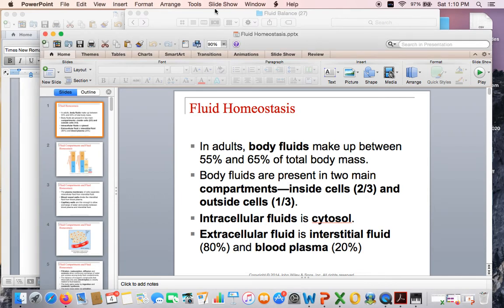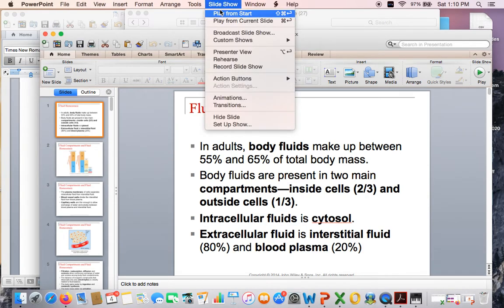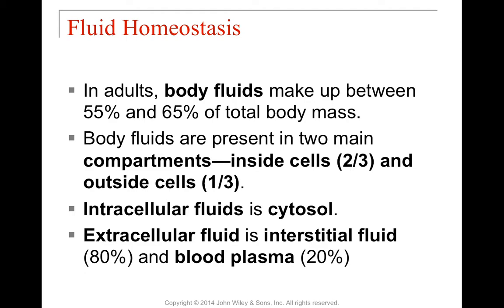Well, aloha everyone, and welcome to a lecture on fluid homeostasis. So in your body right now, approximately 55 to 65% of your body mass is comprised of your body fluids. And these body fluids are present in two separate regions of your body. Basically, they're either found inside your cells or outside of your cells.